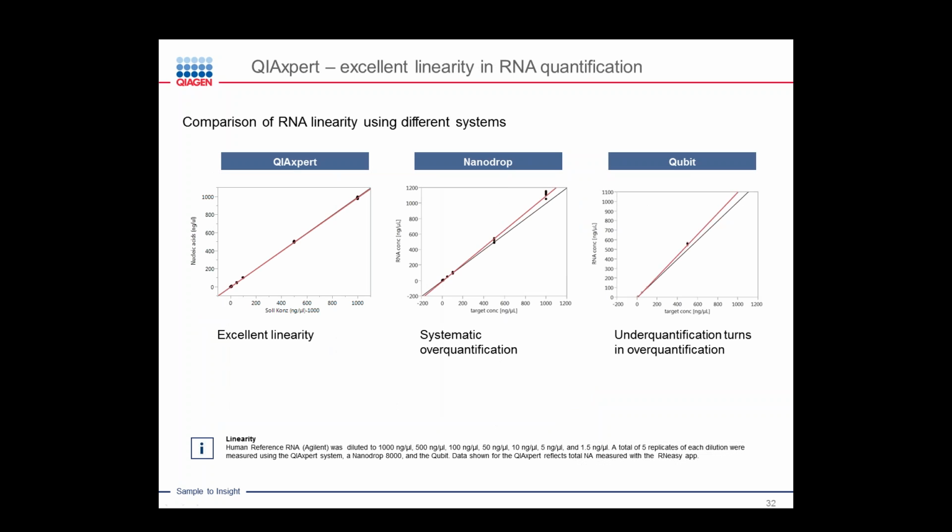The same RNA sample was used to prepare a serial dilution and to compare the linearity of the measurement compared to the NanoDrop, shown here, and the Qubit. The QIAxpert shows an excellent linearity between the expected values and the real measurement. For the NanoDrop and for the Qubit system, you obtain a systematic overquantification of the sample compared to what the sample value should have been.